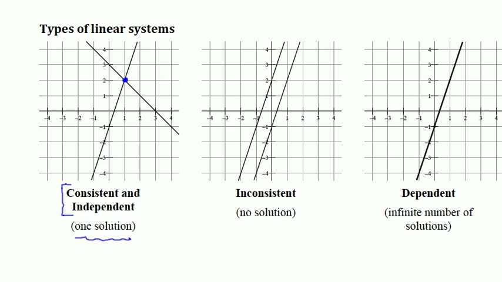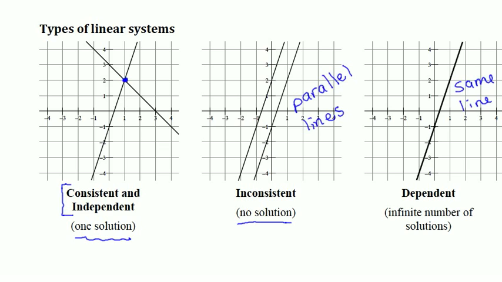Going on to the inconsistent case, this is where we have parallel lines, and as we've seen, parallel lines never intersect. And if they never intersect and the solution is the intersection point, then that means we have no solution. Our third case is where we graph both lines and they turn out to be the same line. So what we have drawn here just looks like one heavy line, but it's supposed to indicate that we graphed 2 lines and they turned out to be exactly the same.